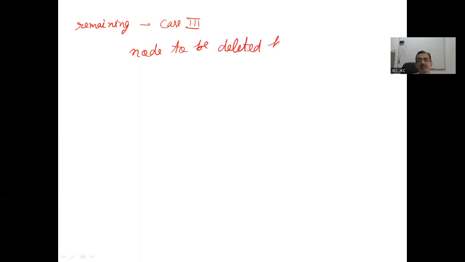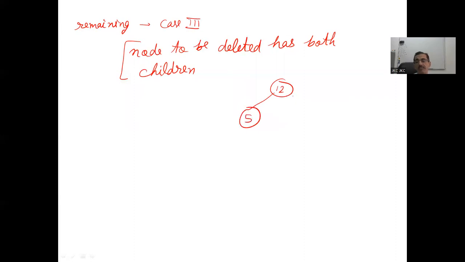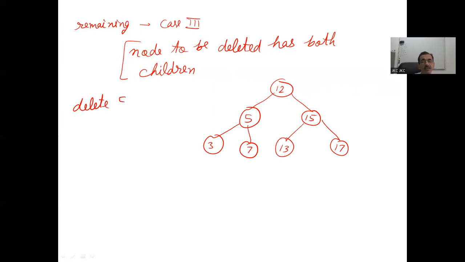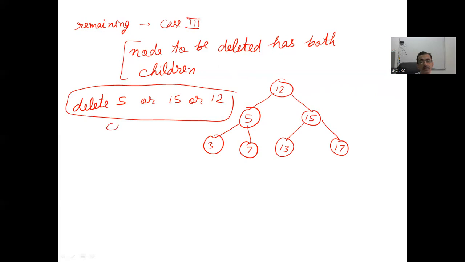Node to be deleted has both children. Well, if you have to delete those nodes, then what to do? For example, say here we have 12, here we have 5, here we have 17, 15, say 13, say 17, say 3, say 7. Now, if I say delete 5, or I say 15, or I say 12, all these are case 3.